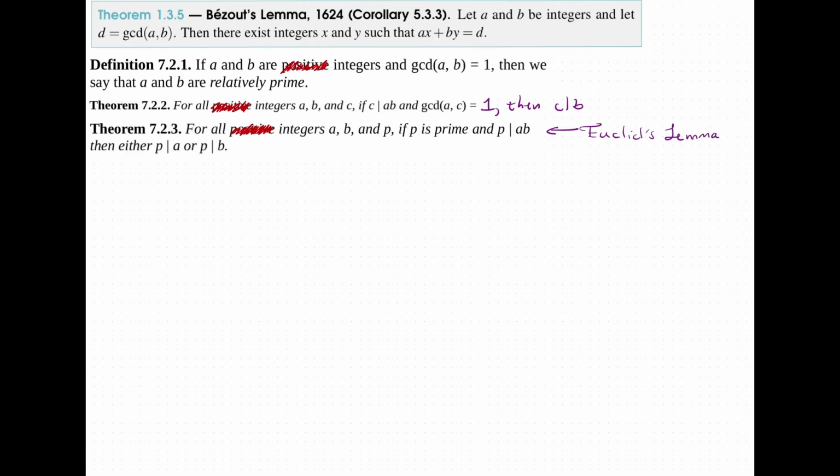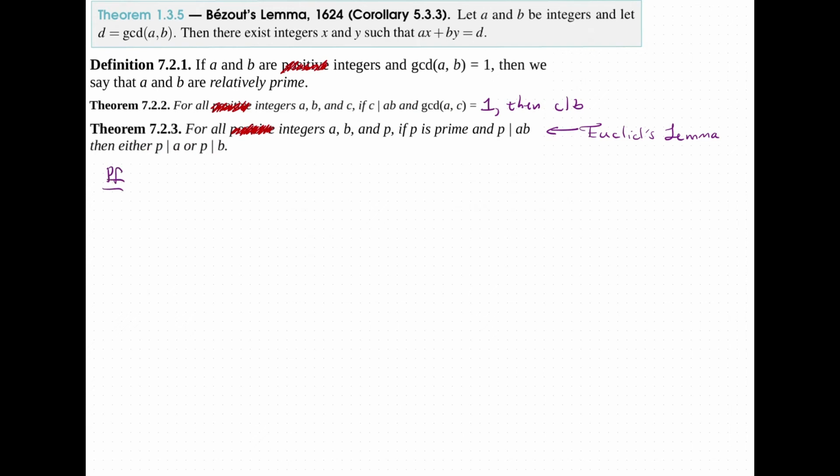And now we get to the famed Euclid's lemma. So Euclid's lemma, as it appears in Euclid's Elements, states that for all integers a, b, and p, where p is a prime number, if p is prime and p divides a times b, then either p divides a or p divides b. So let's prove this.